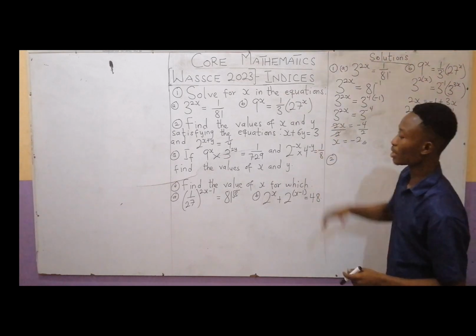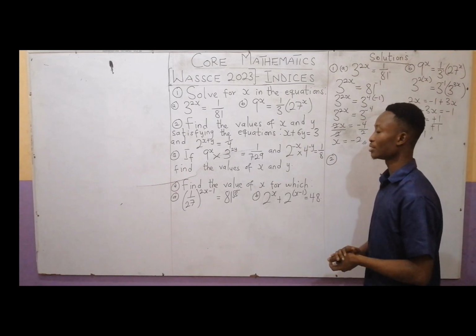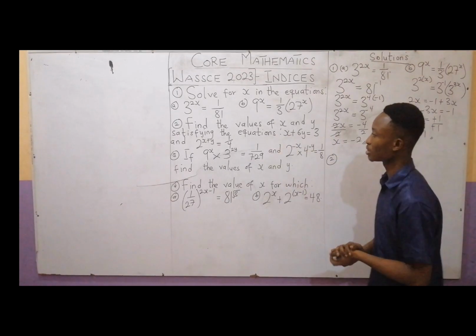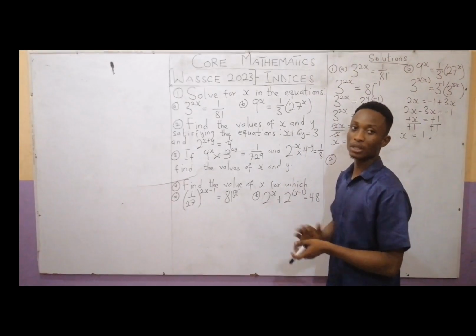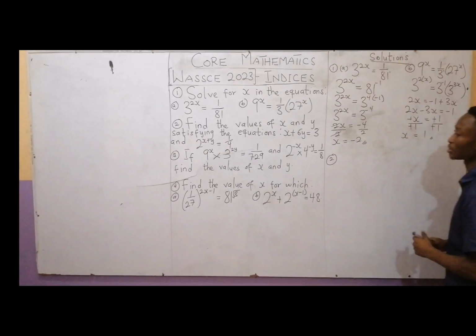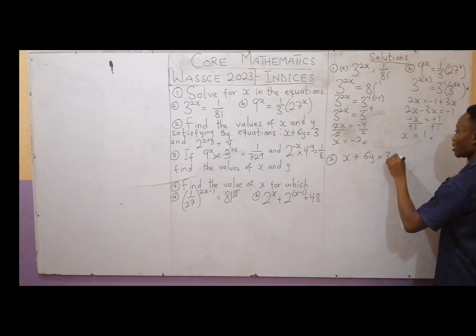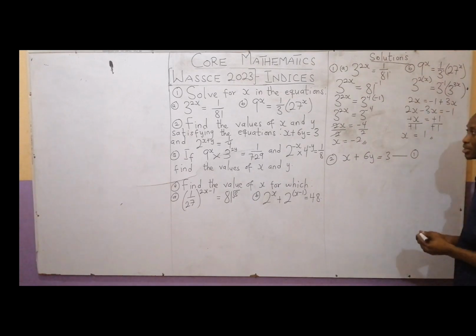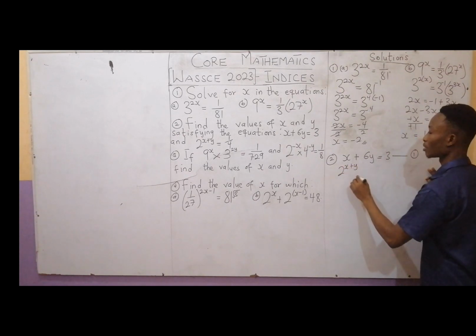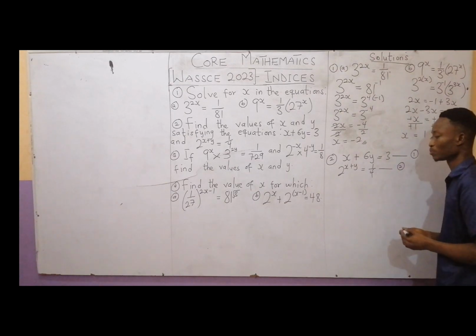Find the values of x and y satisfying the equations x plus 6y is equal to 3 and 2 power x plus y is equal to 1 over 4. Here we have 2 equations, so that will take us to a topic in maths called simultaneous equations. So x plus 6y equal to 3 will be expressed as equation 1. And then 2 power x plus y equal to 1 over 4 will be expressed as equation 2.